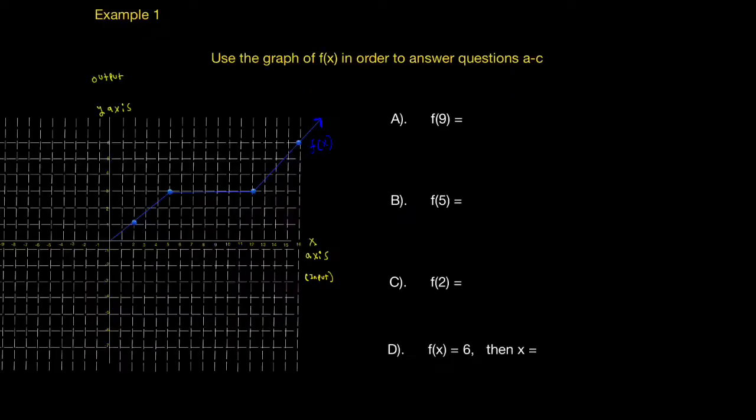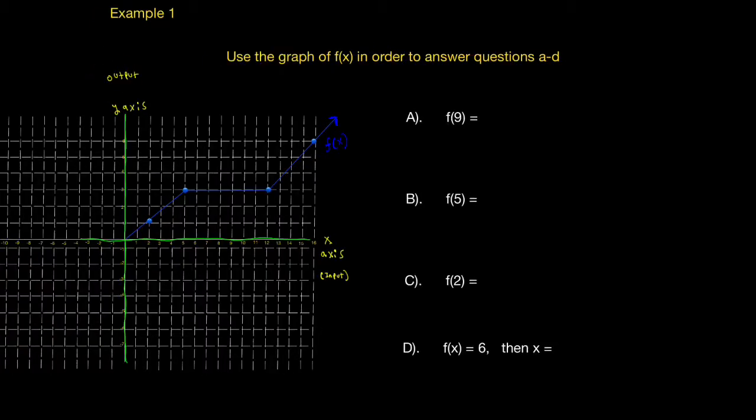Let's look at some examples where you're going to have to evaluate functions using the graph of a function. So here we have this graph, and we have to use it in order to answer questions A through D. I've included all the labels. For example, here we have the y-axis, that's the vertical. And then here we have the x-axis, this is the horizontal. The x-axis, that's the inputs. The y-axis, those are the outputs. I've outlined the x-axis and the y-axis in green, just so it's a little bit more clear.